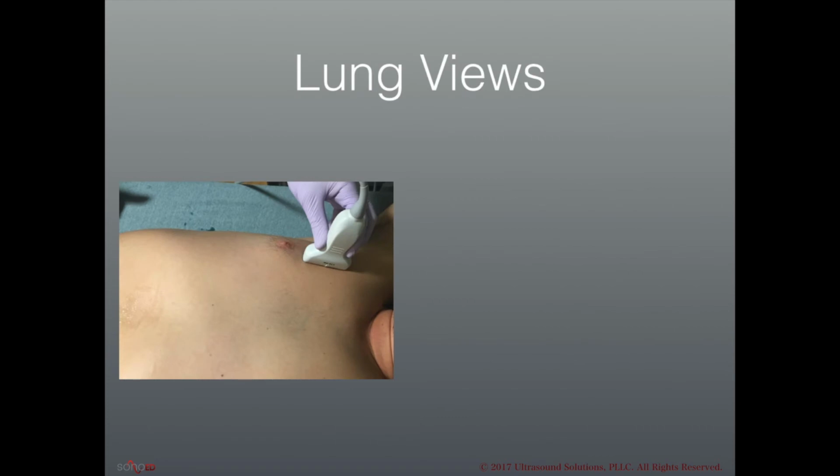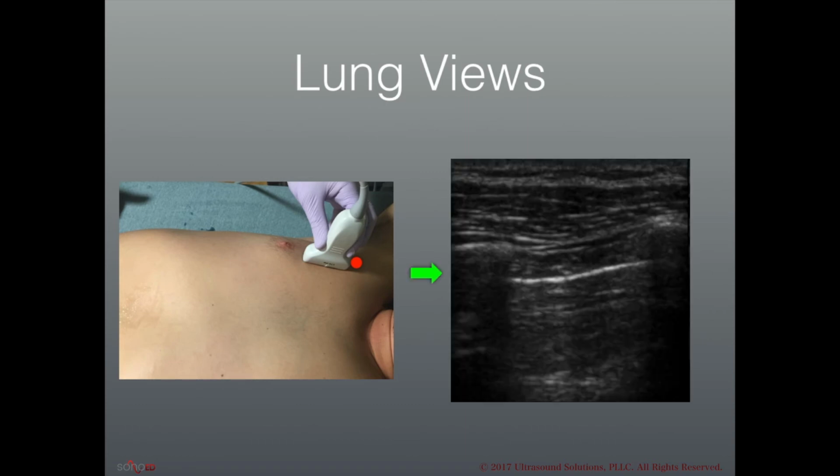Here's an example of how to place the probe on the patient's chest wall, and we're going to orient the probe with the indicator towards the head. This is the image you should obtain, and the first thing you'll see are two ribs and their associated shadows, and then a hyperechoic pleural line between the two. It's along this pleural line that we're going to look for lung sliding.